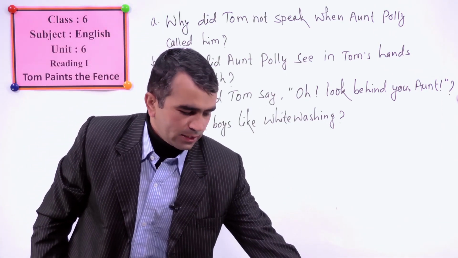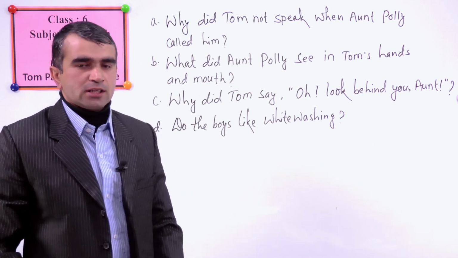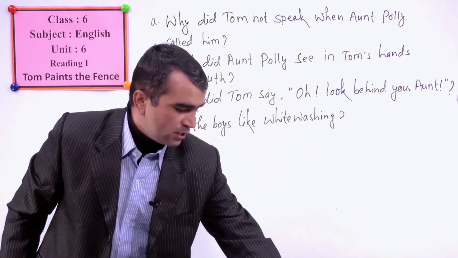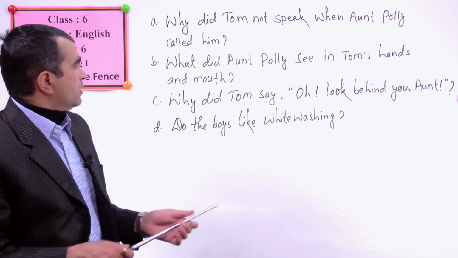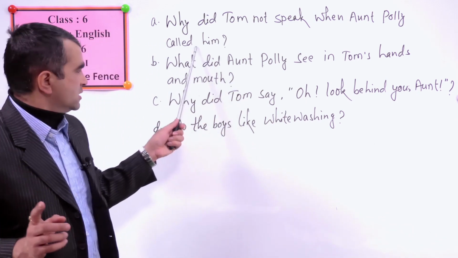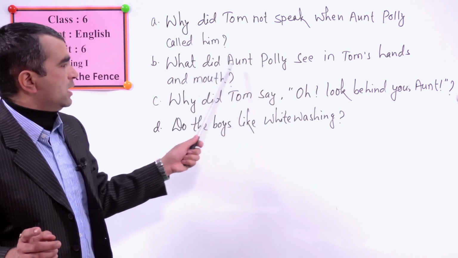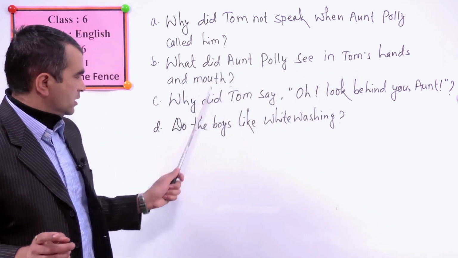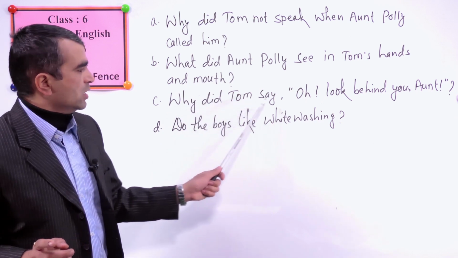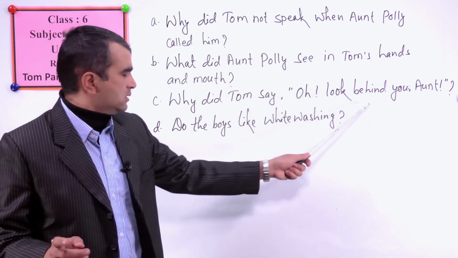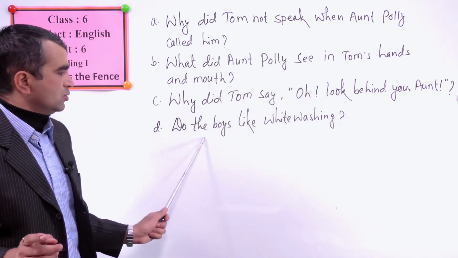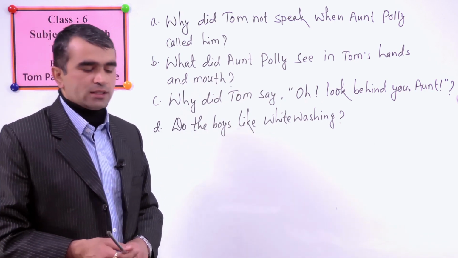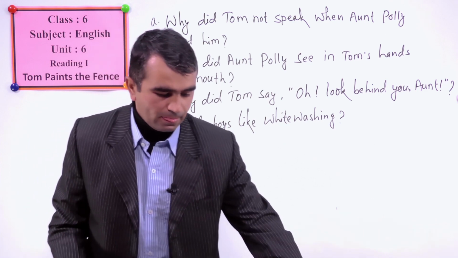Okay, there are 3 questions here. Sorry, 4 questions. Why did Tom not speak when Aunt Polly called him? First question. Second question, what did Aunt Polly see in Tom's hands and mouth? Third question, why did Tom say, oh, look behind you, Aunt? And fourth question, do the boys like whitewashing? Okay, these are 4 questions.